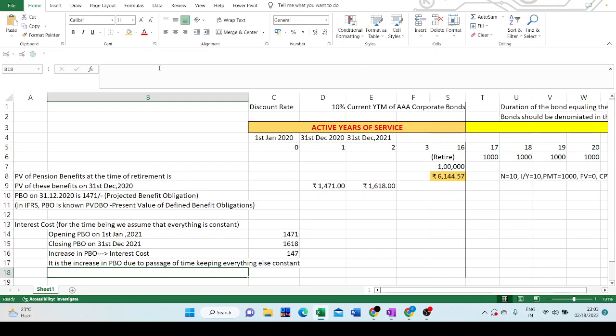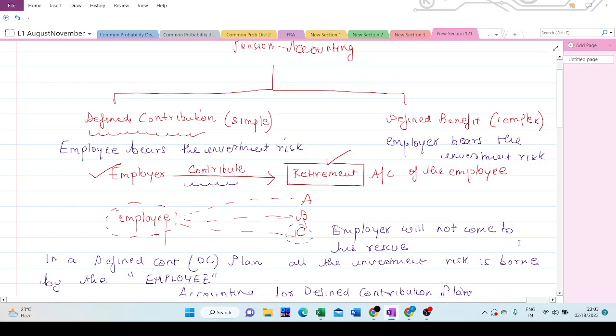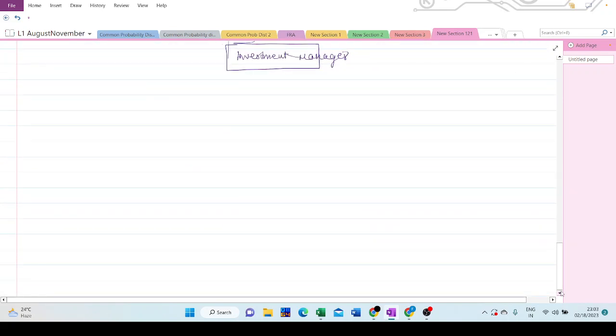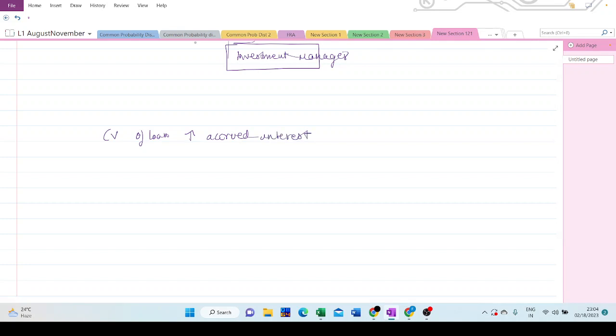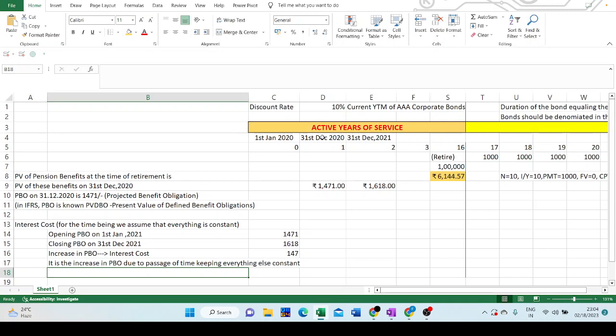And the reason behind this is, why is your PBO going to increase every year in spite of you doing nothing? Because PBO is a financial liability, just like a loan, right? Loan is also a financial liability. Guys, if you don't pay interest on your loan, what would be the accounting treatment? Agar apne loan pe interest nahi pay karenge, to accounting treatment kya hota? Accrued interest badh jata hai liability side pe. Right. So the carrying value of your loan would increase by the amount of accrued interest in the balance sheet, right? In the same way, guys, here the PBO is increasing by the amount of interest, even if you don't do anything, right?